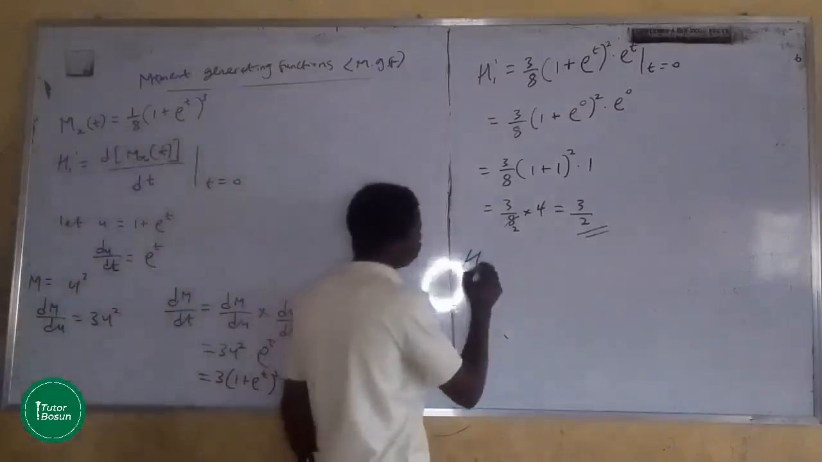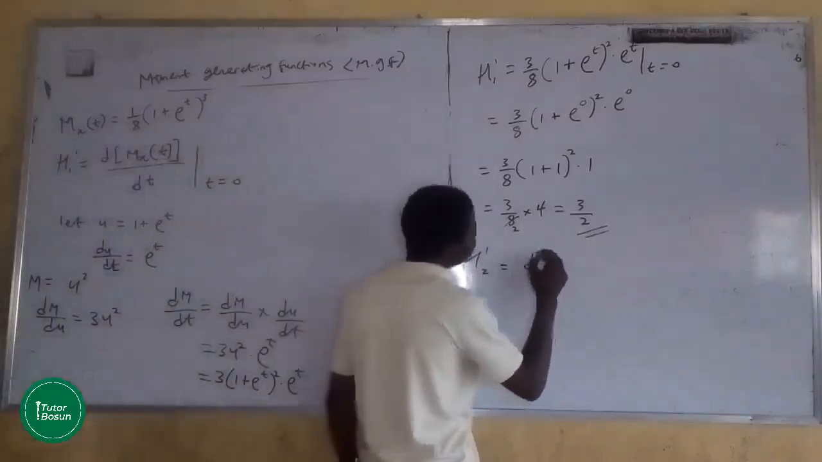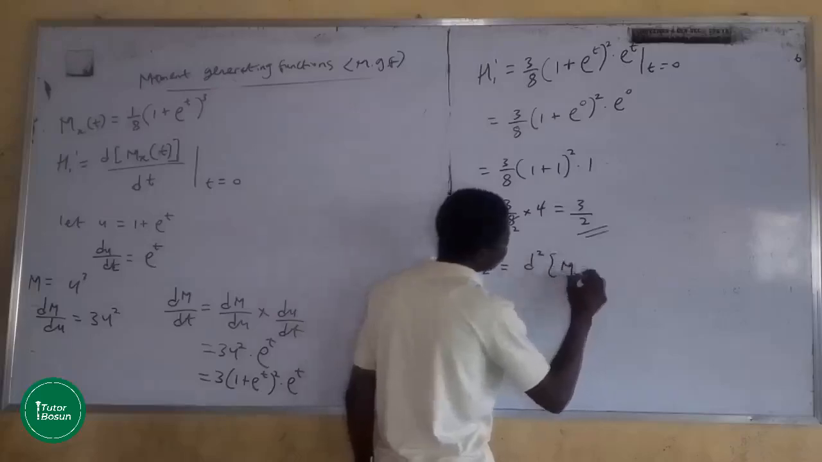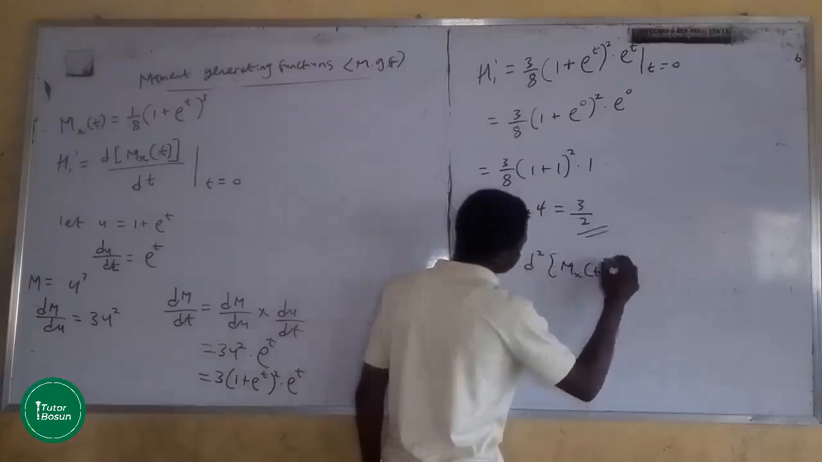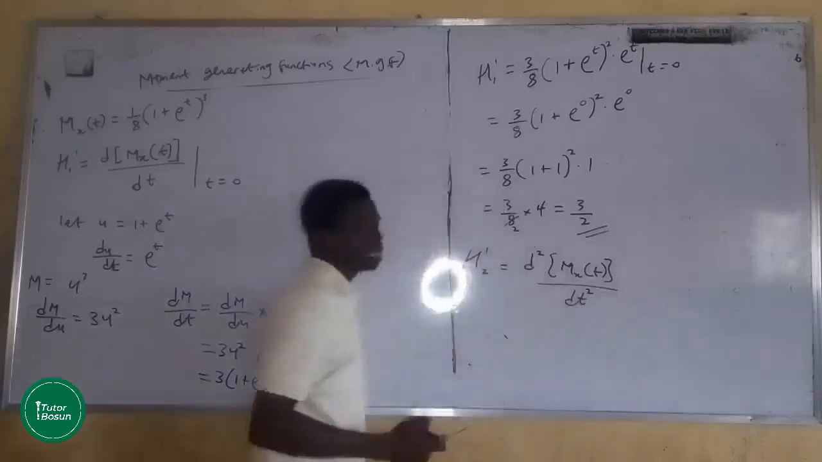We also have to calculate our second moment, mu 2 prime, which is going to be the second derivative of the moment generating function m of t with respect to t. That's the second derivative.